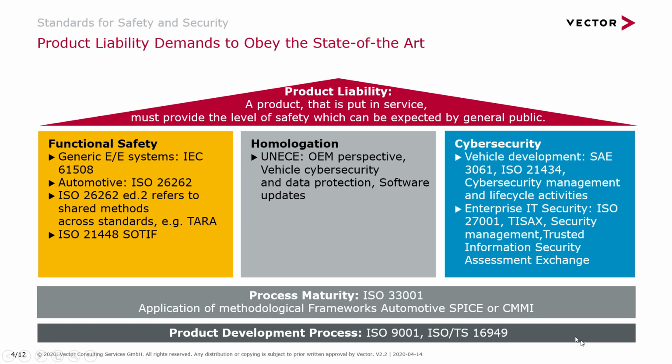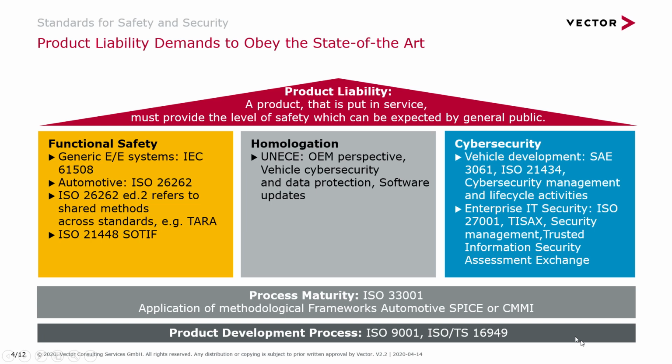In functional safety, the mother of all standards is the IEC 61508, which has been in use for many decades and from which the 26262 was derived. Today we have the ISO 26262 edition 2, which refers to shared methods and different approaches which we can also use in other standards. We also have some recent evolution with respect to autonomous vehicles, like the ISO 21448 SOTIF standard.